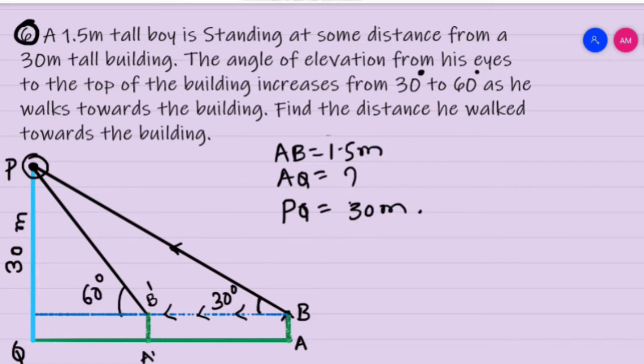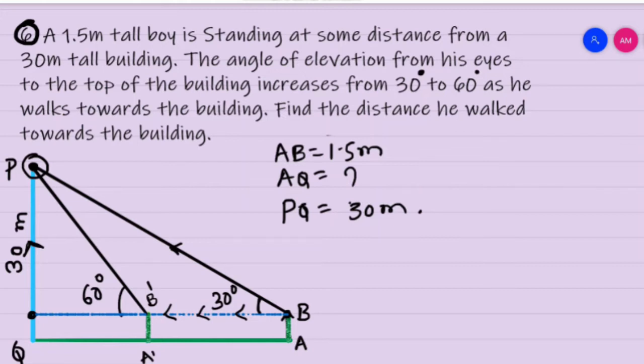Now children, please pay attention that this point and this point B, this is the vertical and horizontal distance from the building to the eye of the boy. So every time we have to draw the horizontal line as well as the vertical line. Vertical line is your height, and this is the horizontal distance from the boy to the building. This is very important because this line is the line which completes your 90 degree angle.